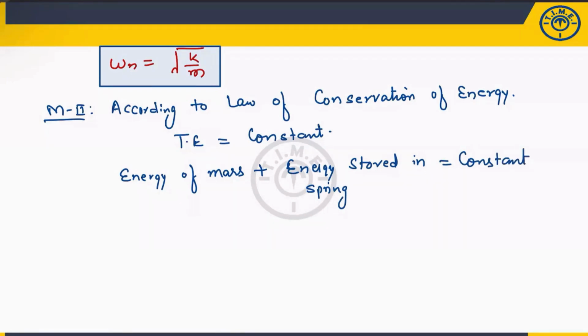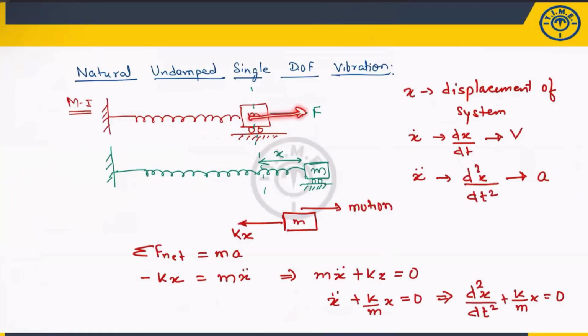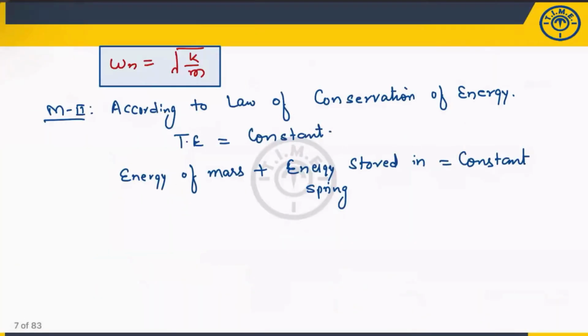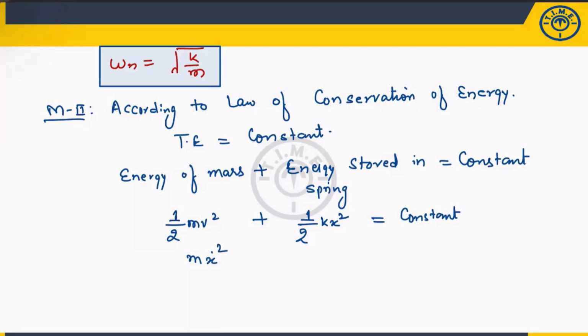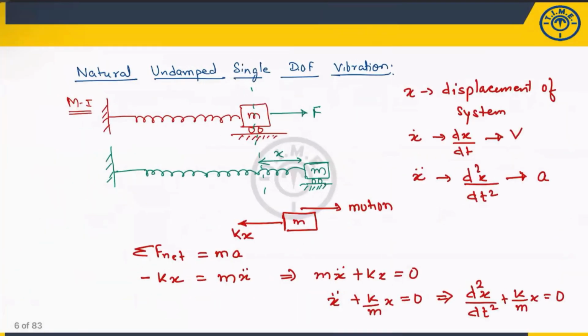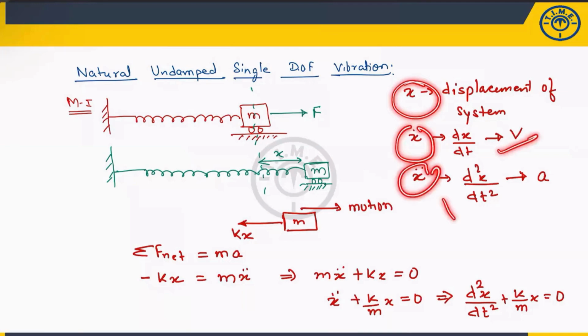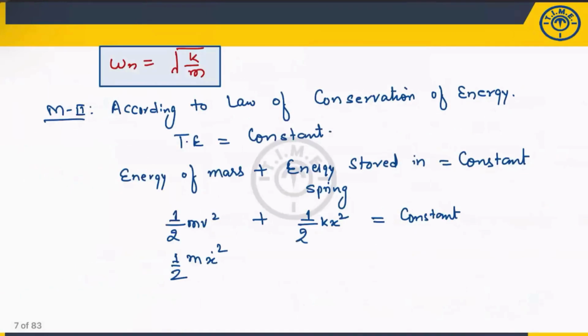What is the energy of mass? If this block is moving, if you are giving the initial displacement x, it means it is moving with some certain velocity. So the kinetic energy will be half m v square. And the energy stored in the spring, you already know, is half k x square, which is equal to constant. So this v square I can write as x dot square. Yes or no? Because x is the displacement, x dot is the velocity, and x double dot is the acceleration. So half m x dot square plus half k x square is equal to constant.